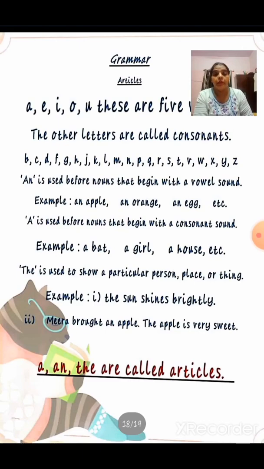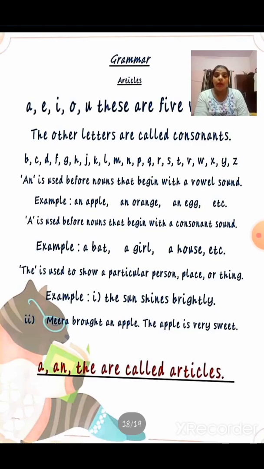For example, we use an apple because A has a vowel sound. So we use an apple, an orange, an egg, etc. A is used before nouns that begin with the consonant sound, like a bat, a girl, a house, etc. The is used to show a particular person, place or thing. We use the for showing the particular thing or place or person. For example, the sun shines brightly.